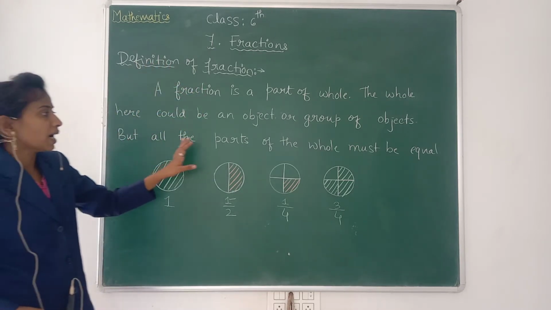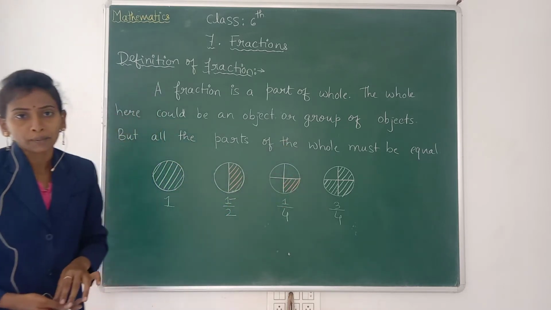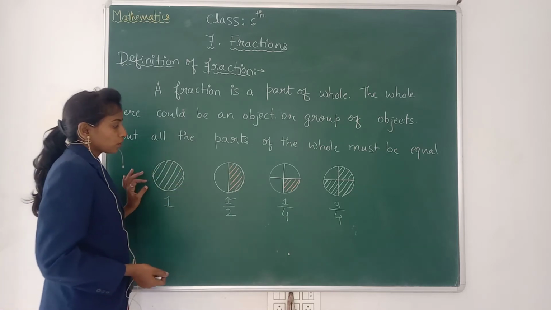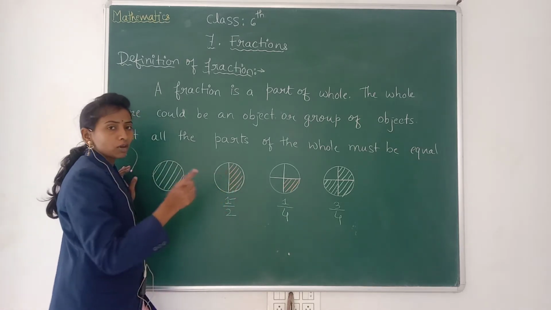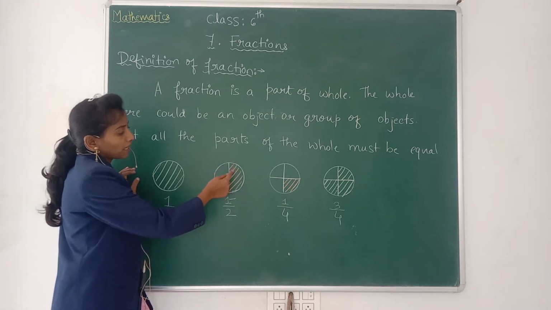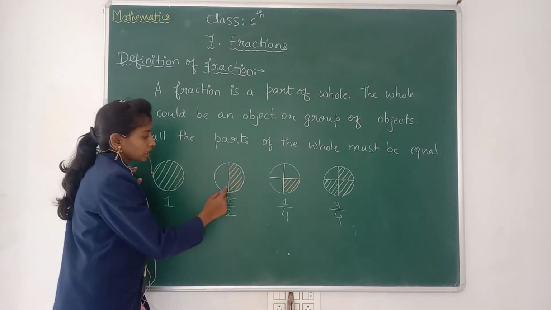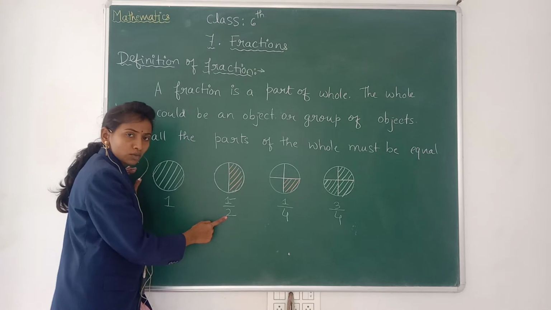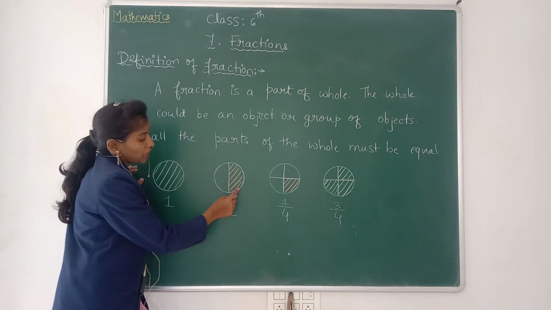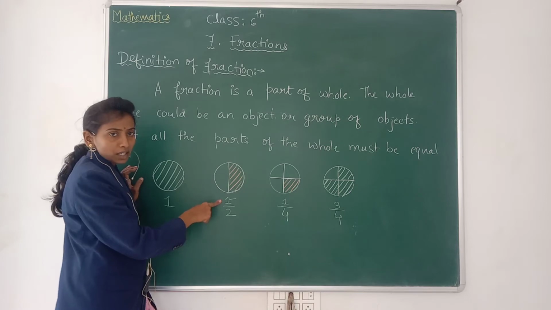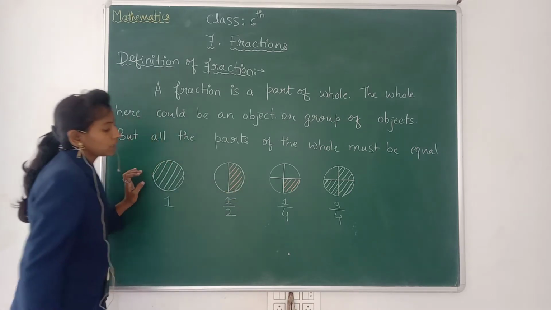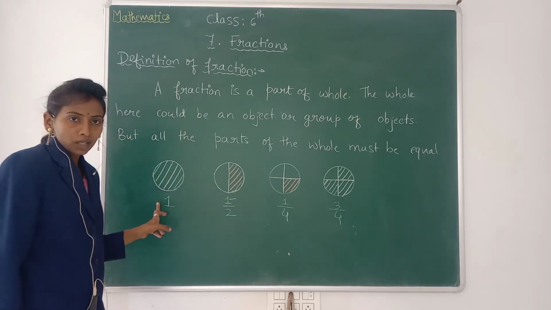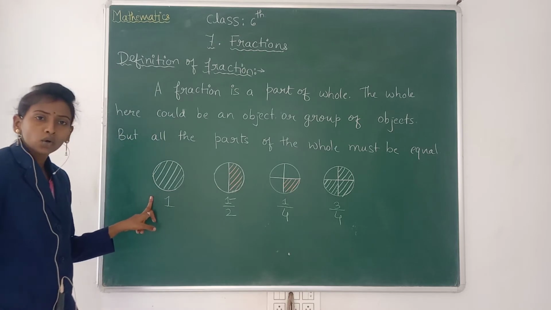But all the parts of the whole must be equal. This is a whole object. In that whole object I have made two equal parts, and one part I have shaded with a color pencil. How many parts you made, you have to write in the downside, and how many parts you shade, you have to write in the upside. So this 1/2 is called a fraction, which means it is a part of a whole, a part of this whole circle.